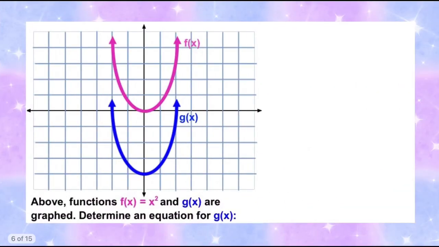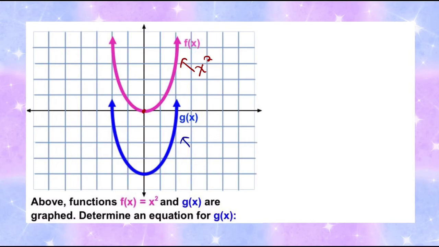Okay, let's do another one. Above, the functions f of x equals x squared, which is in pink right here, that's your x squared, I can tell because it's at the origin, and g of x are graphed. Determine an equation for g of x.